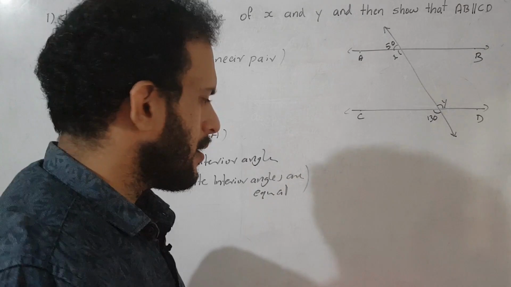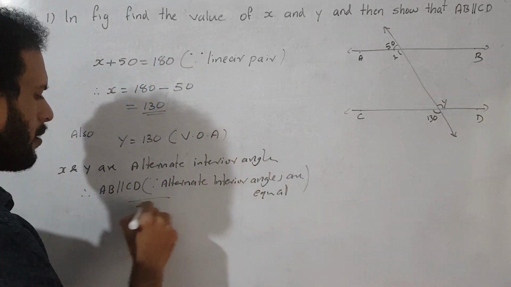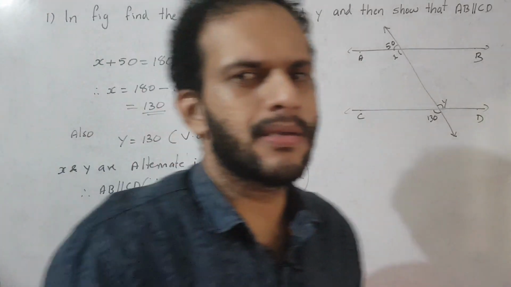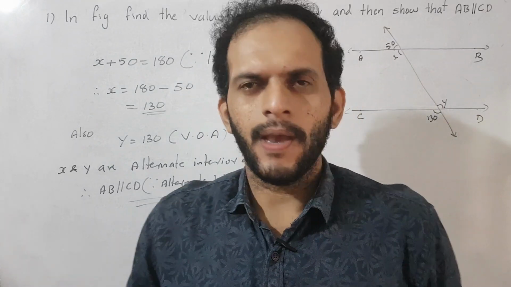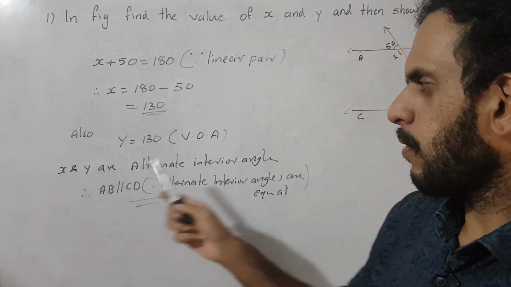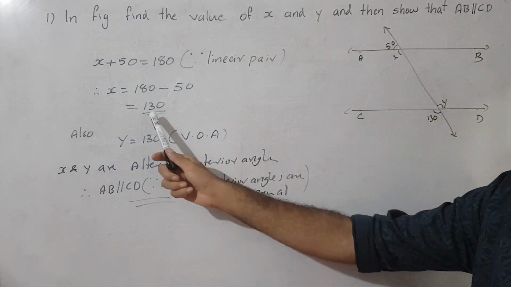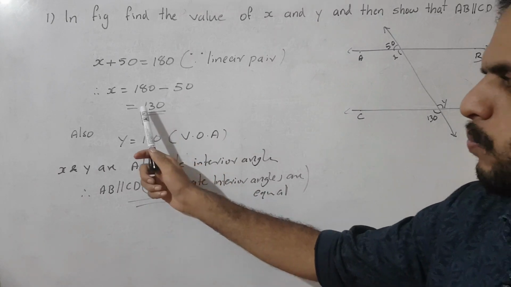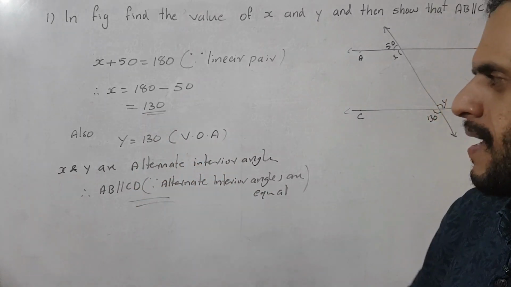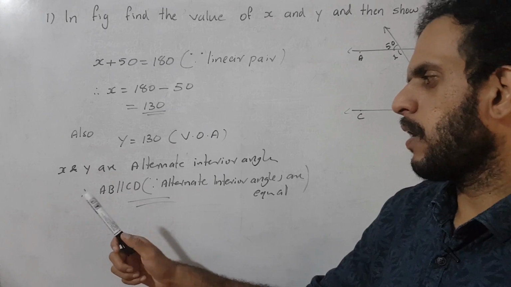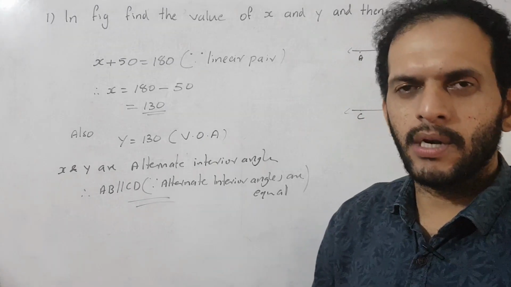Here the alternate interior angles are equal, then we conclude the lines are parallel. Because x and y are alternate interior angles, we already got that both values are 130. So x is equal to y, then we conclude AB is parallel to CD.